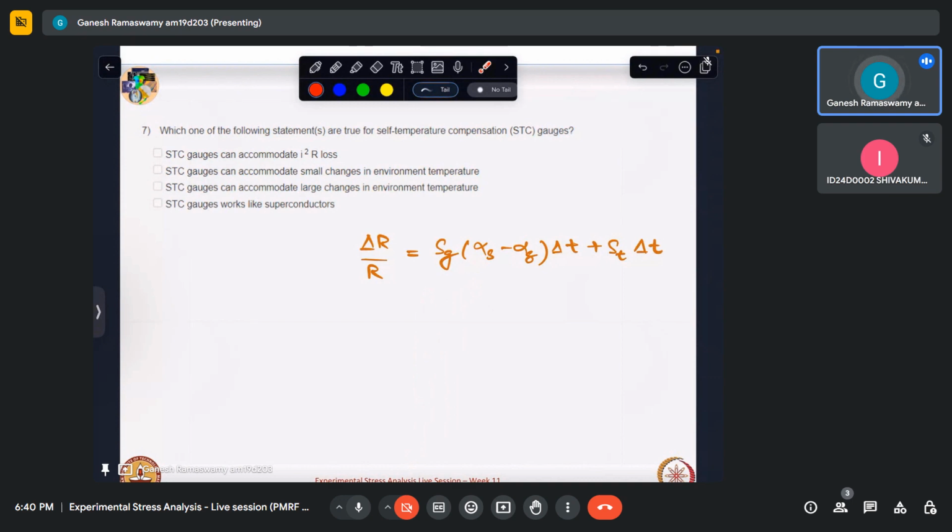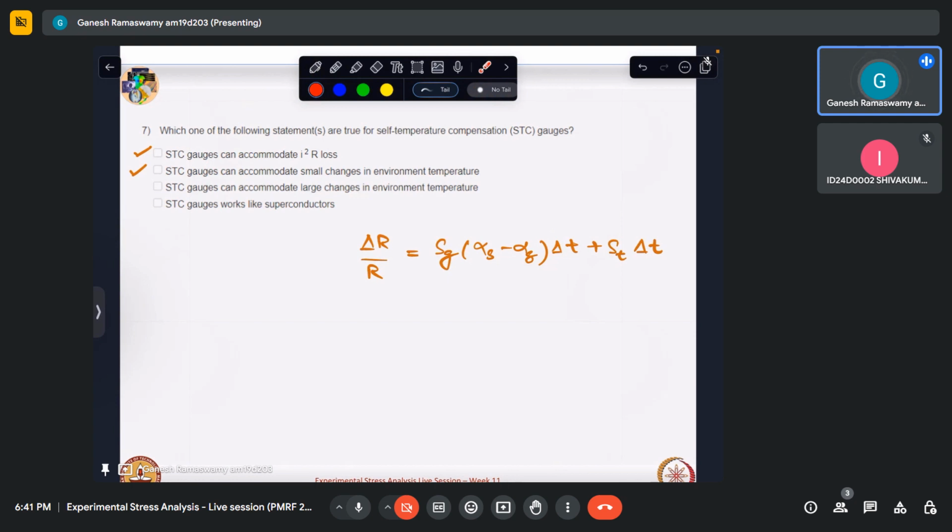The STC gauge can accommodate I square R loss, yes, whatever is inherent due to the resistance, due to the heating, it can account for that. STC gauges can accommodate small changes in the environmental temperature. Yes. Can it account for large temperature changes? If one is true, the other won't be. Naturally, this is because the alloy behavior is very much dependent on the working temperature range that we are actually adopting.